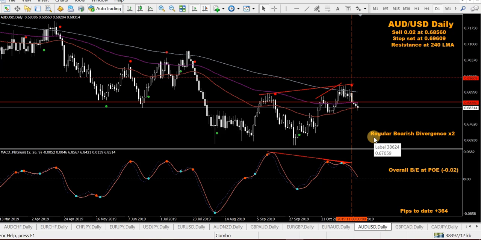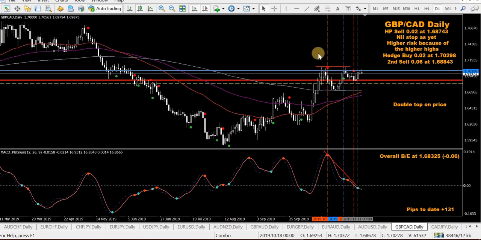Aussie USD took a sell late last week, and it's gone down a little bit. MACD Platinum's getting close to zero level. I might tighten this up, take half or something. It's not a convincing trade. Price has come up to the 240 LMA, but it's higher highs from previous. You can see my notes on regular bearish divergence. So I might just try and tighten this one up. It's got a stop. Yeah, point of entry for as soon as that MACD Platinum goes through the zero level. Yeah. Pound CAD, maybe.